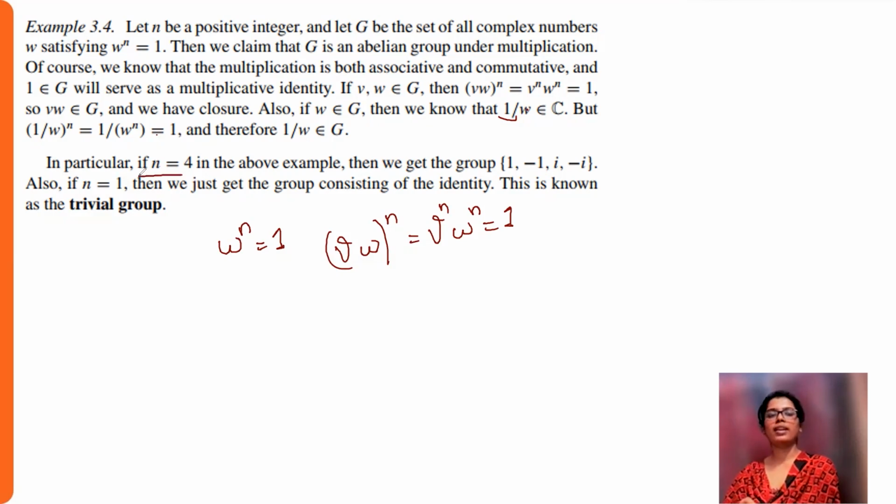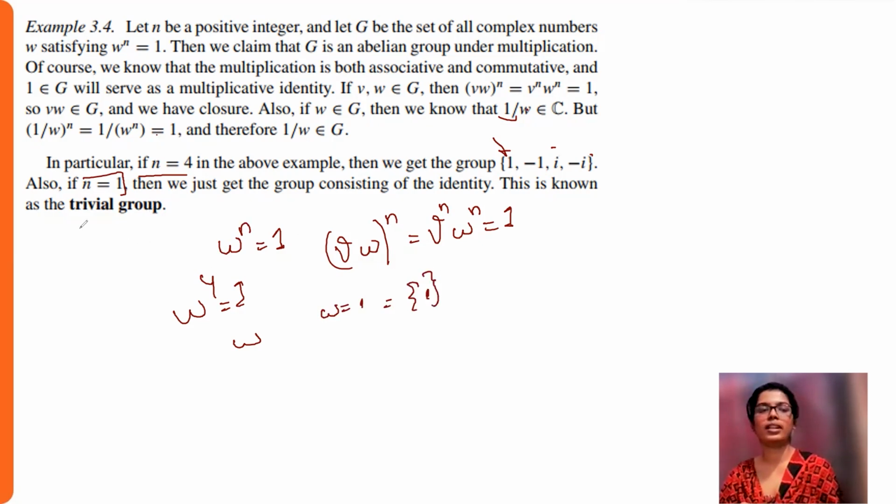Now, if we talk about N equal to 4, we have W to the power 4 equal to 1. So what are the possible values of W we will get? 1, minus 1, i, and minus i. And this will form a group. Now if you take N equal to 1, we will get W equal to 1, which contains only one element, and that will be the trivial group.